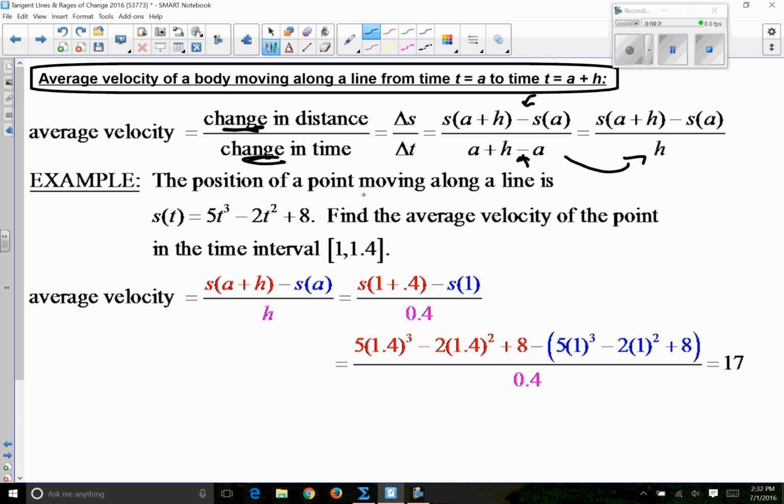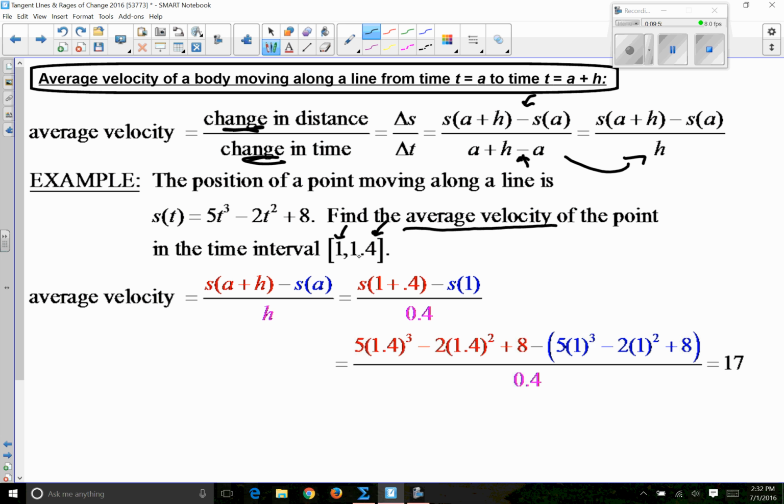Example, the position of a point moving along a line is s of t equals 5t to the third minus 2t squared plus 8. Find the average velocity of the point in this time interval. That means from time t equals 1, maybe that's 1 second, to this time, 1.4 seconds. And we just learned this formula to answer. The average velocity is s of a plus h. a is the 1.